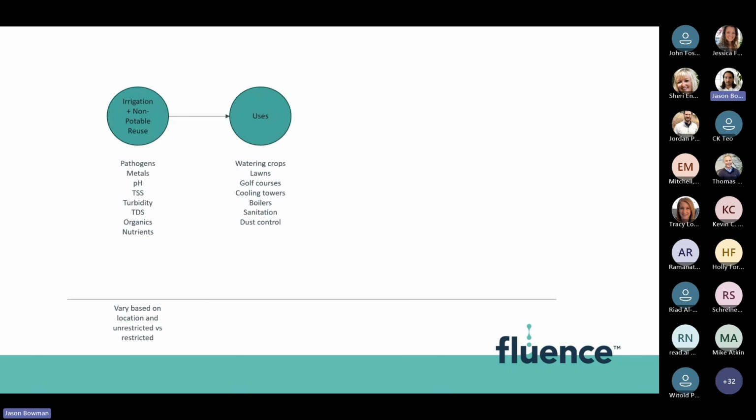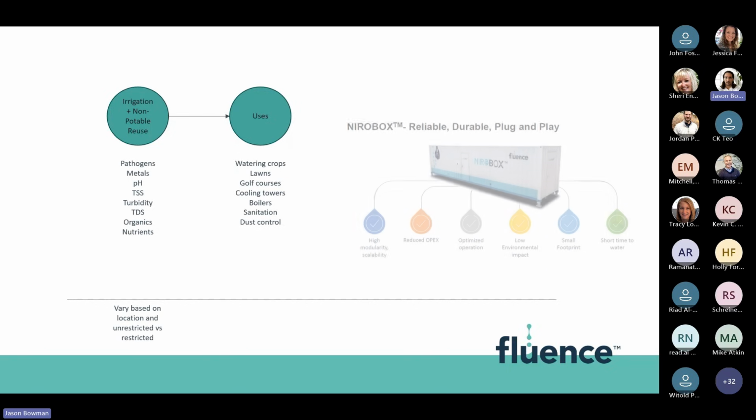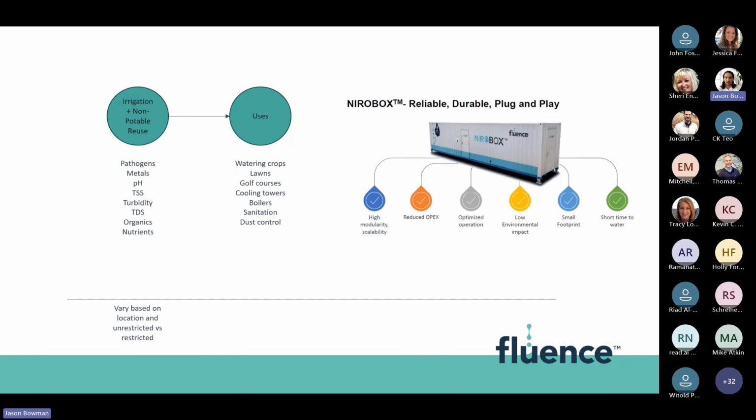Well, in most cases, we utilize tertiary filtration and disinfection, and this is generally an ultrafiltration unit and UV. These can either be a standalone system or can be built into a prepackaged containerized unit. And these units provide the option of reusing water for crops, for lawns, golf courses, cooling towers, boiler makeup in some cases, depending on the exact water quality, sanitation water, and dust control in many areas.